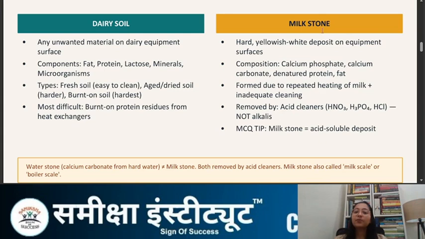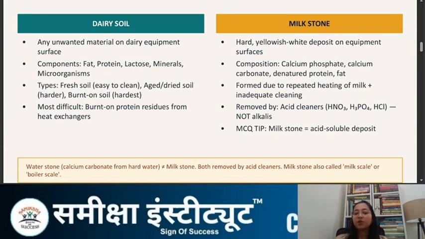Okay, then what do you mean by milkstones? Milkstones are hard yellowish white deposits present over the equipments. These are composed of calcium phosphate, calcium carbonate and denatured protein or denatured fat. Whereas in the case of dairy soil, it was fat, protein, lactose, minerals and different kinds of microorganisms. In the case of milkstones, these are calcium phosphate, calcium carbonate compounds, and denatured protein, denatured fat compounds.